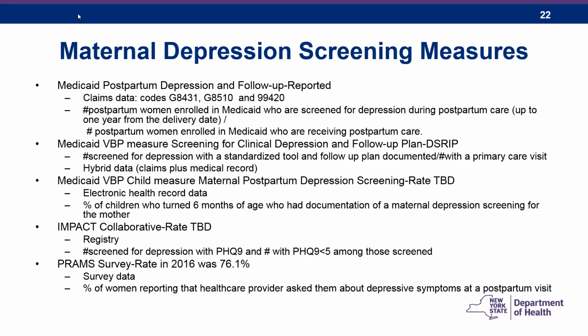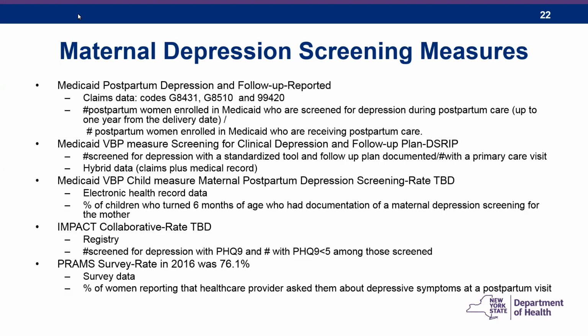And then the IMPACT Collaborative, I don't have rates, but in their registry, apparently, OMH can correct me if I'm wrong, but it's the number of patients screened for depression with a PHQ-9, and then the number with a PHQ-9 less than 5 or in remission among those screened.